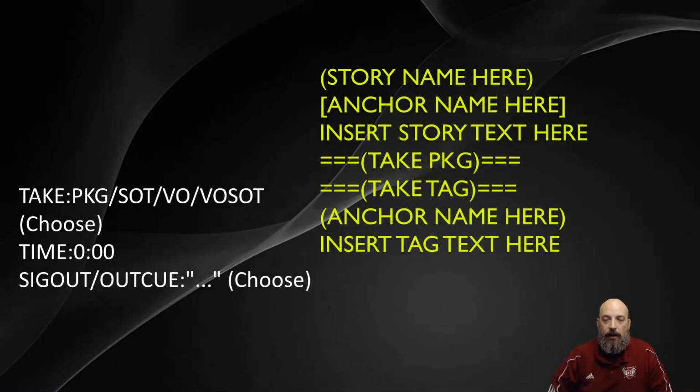Looking at the script, I've got a template that I'm going to start with. I've got the story name and the anchor name, and for the anchor, I'm going to make it you. Just put your name as the anchor name. Insert the story text here that you're going to rewrite. That's going to happen before the package. After the take tag, we're going to have extra information that can either reiterate what the story is talking about, or you can add some other information that was not available at the time the story was put together. Or if you'd like to omit it, you can just delete the take tag on down.